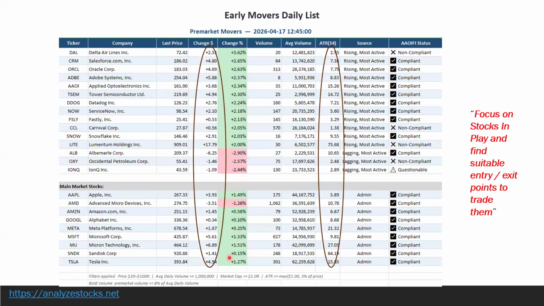Similarly, others, you can see any of them. Micron, 6.89 move, 1.51% move. $27 average move. So we still have a lot of liquidity, 42 million shares. So we have good amounts of range left for us to find a good suitable entry.